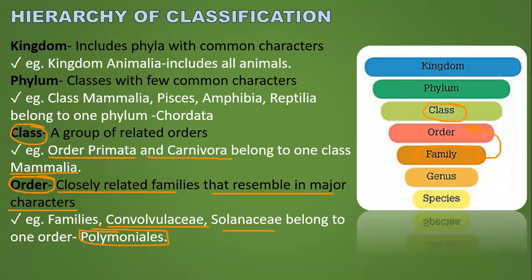A group of classes will combine together to form a phylum in the case of animals, and in the case of plants that will lead to the formation of a division. Phylum means classes with few common characters. So the common characters among organisms keep on decreasing as we move from species to kingdom. Kingdom includes phyla with common characters. Kingdom Animalia includes phyla Porifera, Coelenterata, Ctenophora, Platyhelminthes, Aschelminthes, like that. You will find so many phyla inside a single kingdom Animalia.